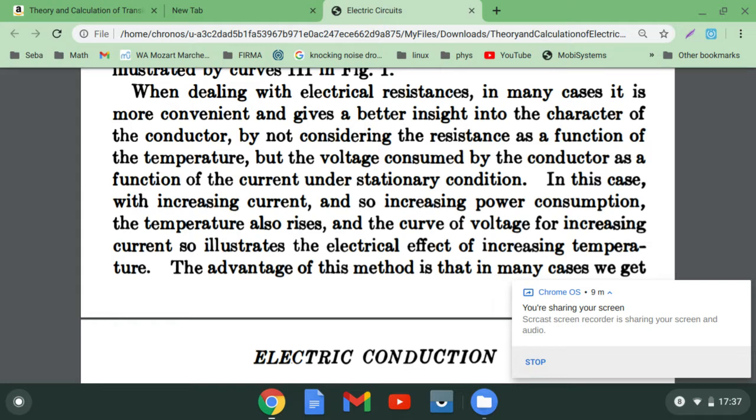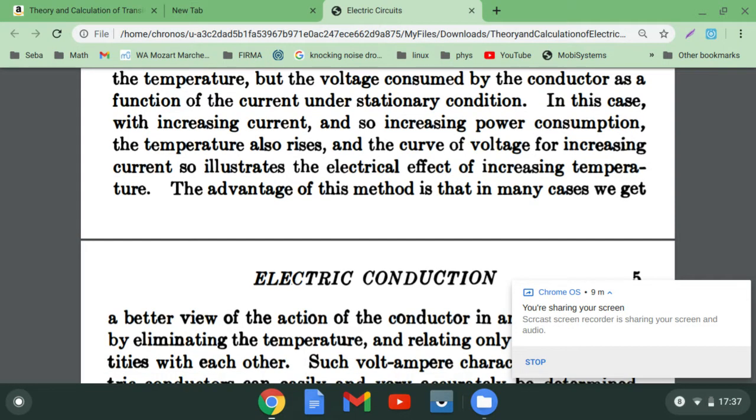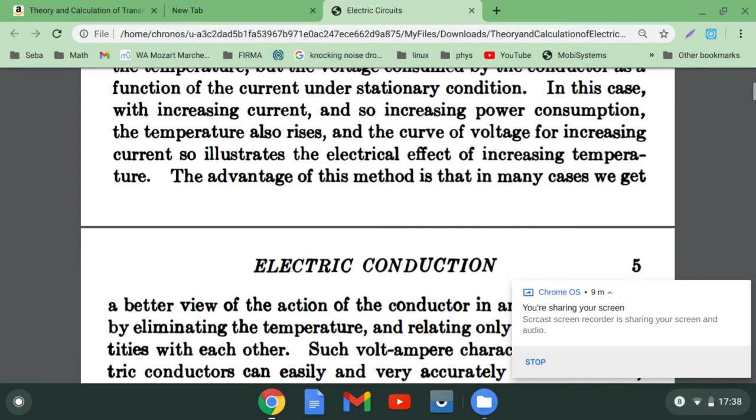When dealing with electrolytic resistances, in many cases it is more convenient and gives a better insight into the character of the conductor by not considering the resistance as a function of the temperature, but the voltage consumed by the conductor as a function of the current under stationary condition. In this case, with increasing current and so increasing power consumption, the temperature also rises, and the curve of voltage for increasing current so illustrates the electrical effect of increasing temperature.